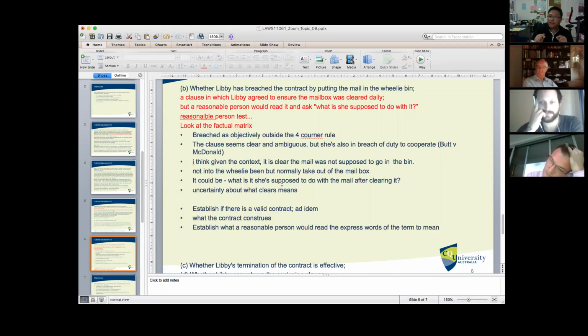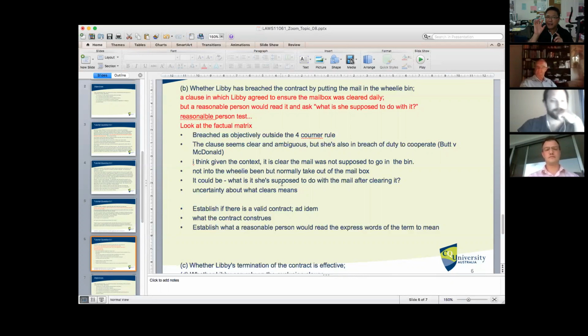Assuming that that is within the contemplation of the parties, do you think that the parties actually intended that Libby would be responsible for any damage that would result to Michael as a result of her improper failure to clear the wheelie bin? The answer is likely no.